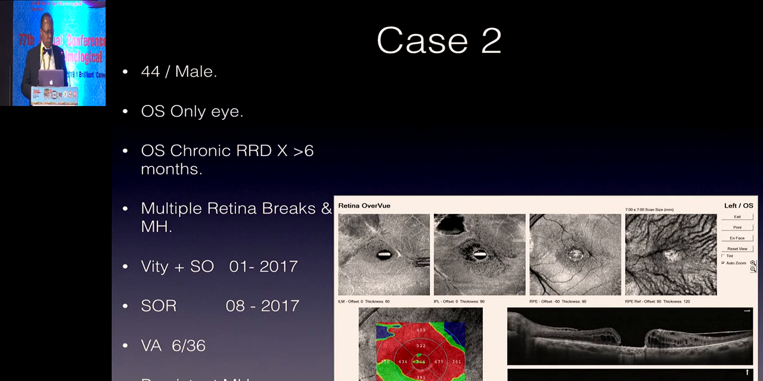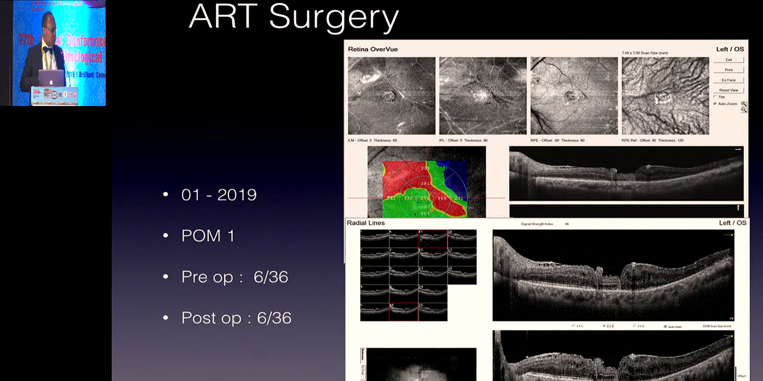Case two was a 44-year-old male, an only eye; he had lost the fellow eye from uveitic glaucoma. When he presented to us, he already had a retinal detachment with a macular hole and multiple retinal breaks with PVR. So we performed a vitrectomy with silicone oil in 2017, and postoperatively his vision was 6/36, but with a persistent macular hole. So we decided to perform an ART, and the surgery was done not too long ago. We could see that the piece of tissue was successfully retained within the macular hole, but his Snellen acuity remained unchanged. However, he admitted that he had some benefit from the surgery. Before the surgery he kept complaining of an area of scotoma in front of his vision, and shortly after the surgery this scotoma had disappeared.